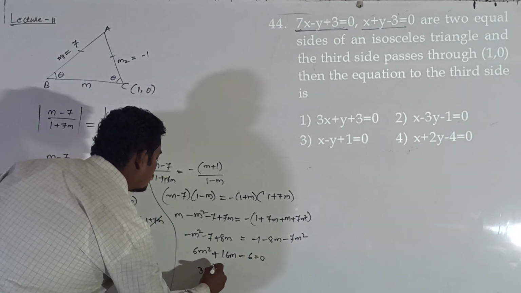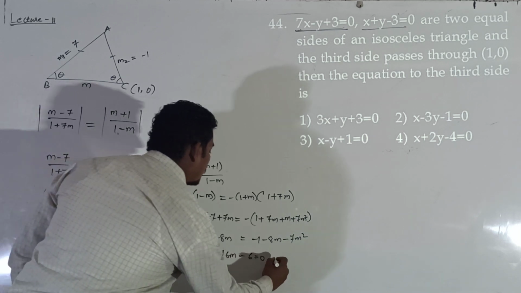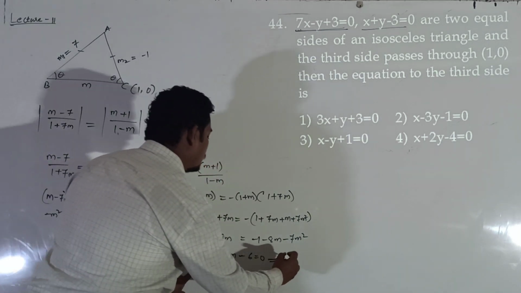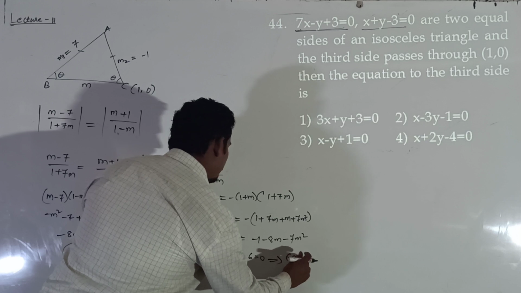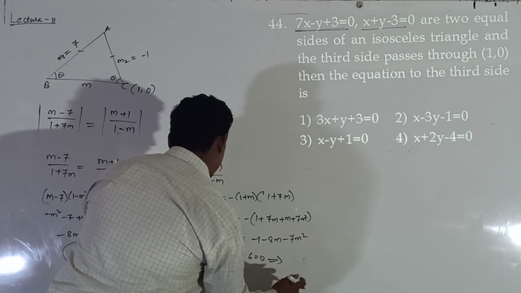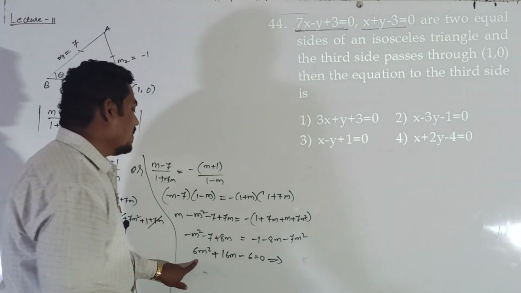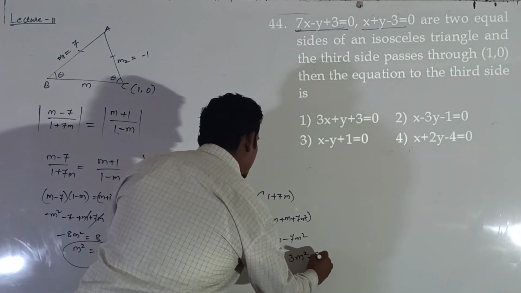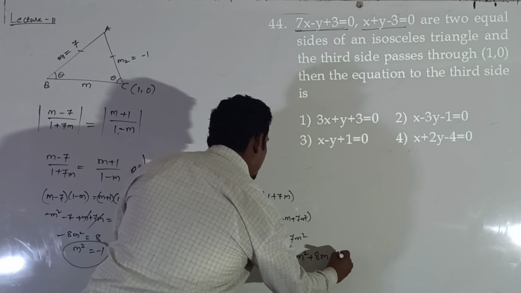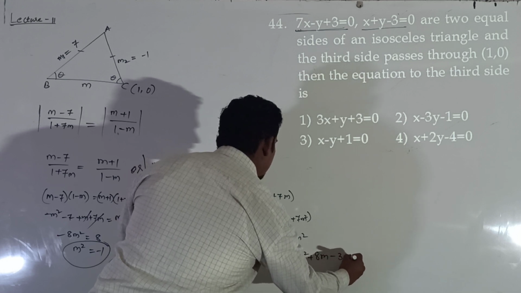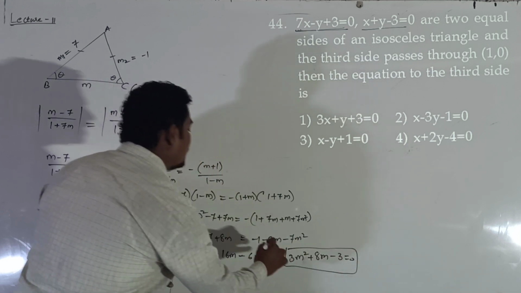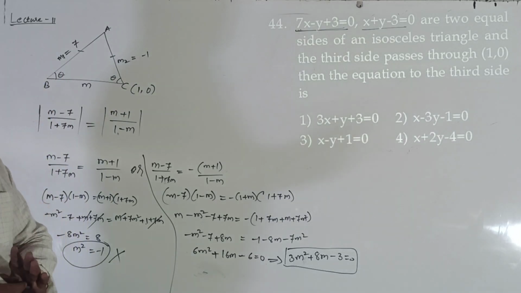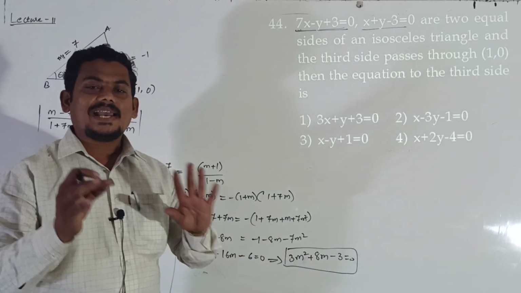Then 3m square, that's equal to 6, means dividing with 2, and dividing with 2, 3m square plus 8m minus 3 equal to 0. Just solve this quadratic equation, then you get m value.